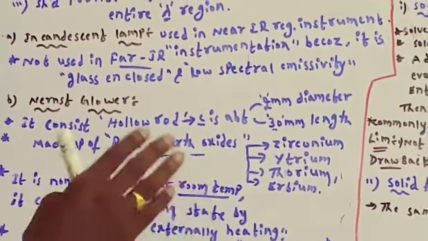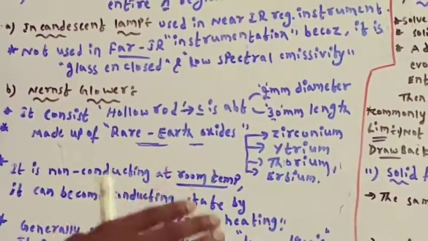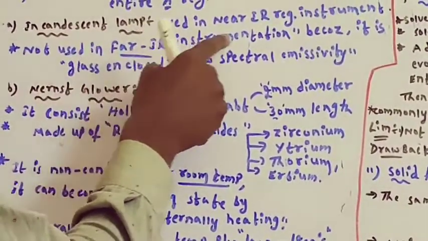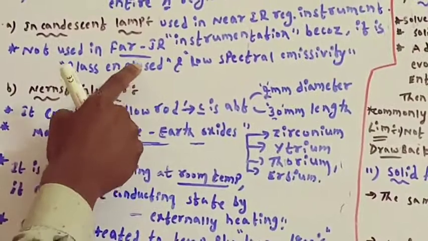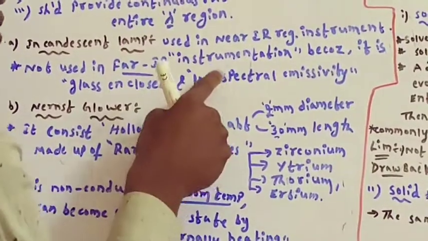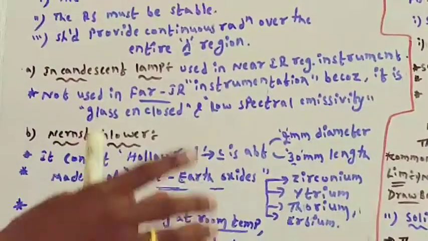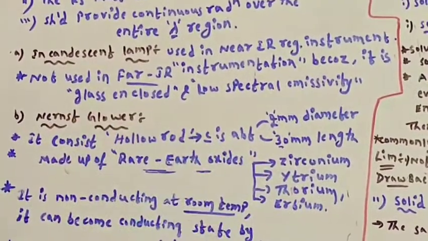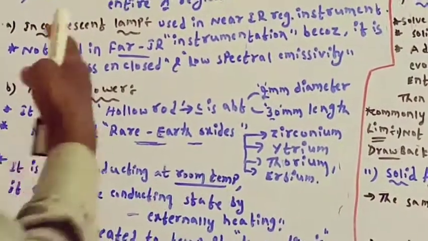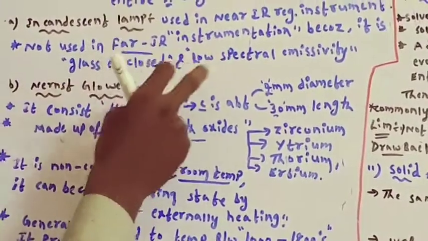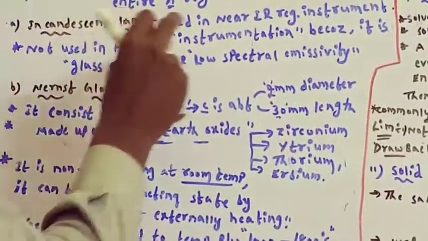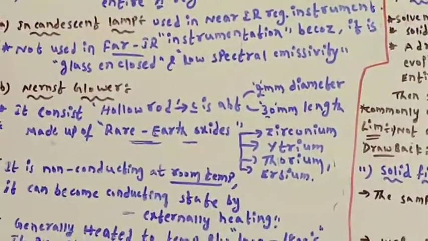The incandescent lamp is only used in the near infrared region, not in the mid and far IR region. Why? It is not used in far IR instrumentation because the lamp comes with a glass enclosure, so it has low spectral emissivity. Low spectral emissivity means it is unable to emit radiation in the mid IR region as well as the far IR region. So this leads to low spectral emission from the incandescent lamp, and it is only used in the near IR region. That is about the incandescent lamp.